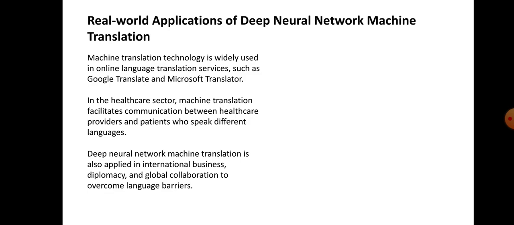Real world applications of deep neural network machine translation. Machine translation technology is widely used in online language translation services such as Google Translate or Microsoft Translator. In the healthcare sector, machine translation facilitates communication between healthcare providers and patients who speak different languages. Deep neural network machine translation is applied in international business, diplomacy, and global collaboration to overcome language barriers.